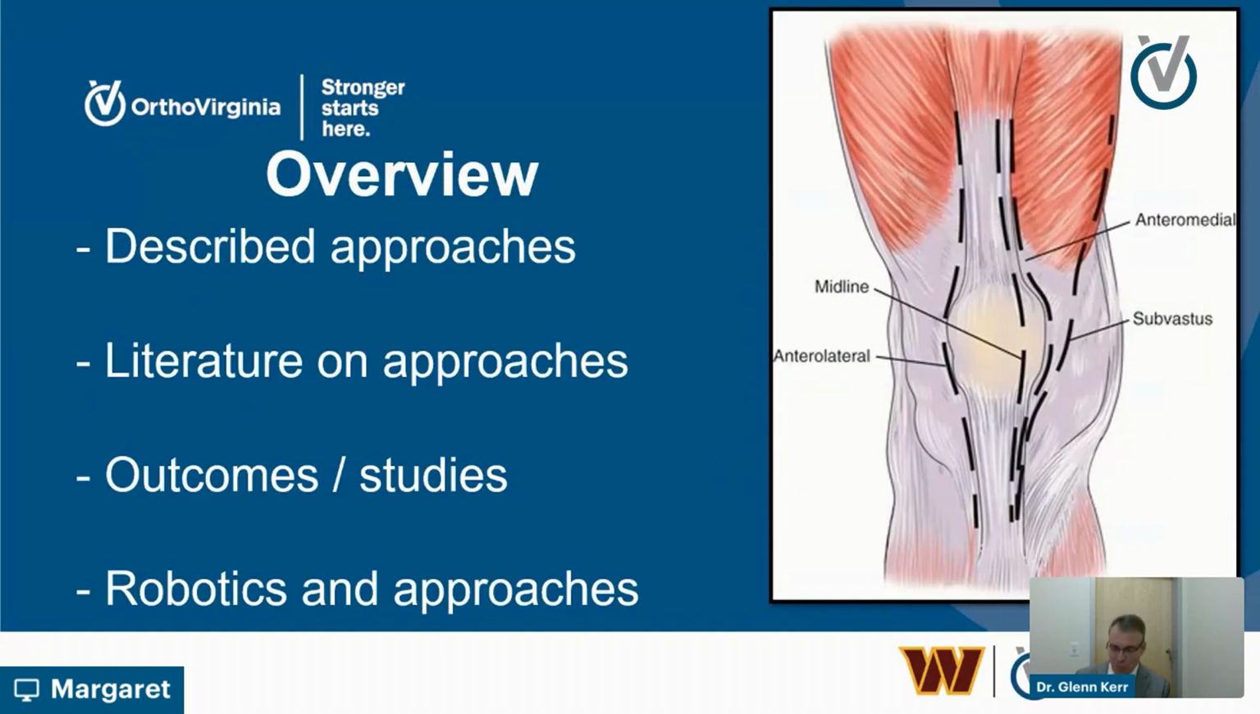As an overview, there are three major described approaches to the knee. I'll talk a little bit about the literature, specifically one study that launched the approaches to the knee. Then we're going to talk about outcomes and how patients do over the longer term, at 10 and 15 years, with the different approaches. Finally, I'll finish with robotics and approaches, and the do's and don'ts when it comes to that.